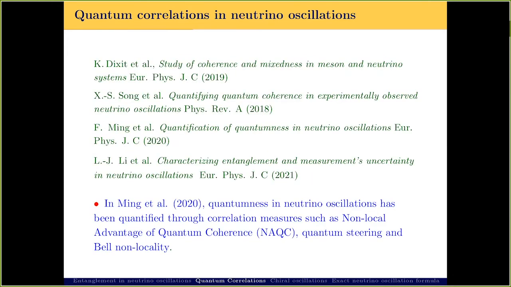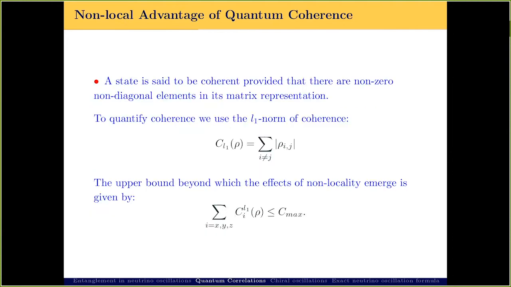And in particular, this paper took our interest, so I put a student to work on this, where they use different quantifiers of coherence. And this one is a bit strange, a bit complicated to understand. This is called the non-local advantage of quantum coherence. There is a hierarchy of these things. Anyway, it's related to steering.